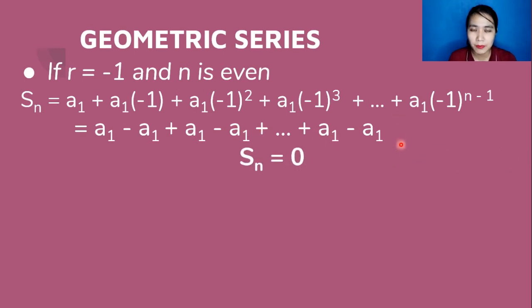Therefore, the sum of a finite geometric sequence, if our r is negative 1 and our n, or number of terms, is an even number, will always be equal to 0.